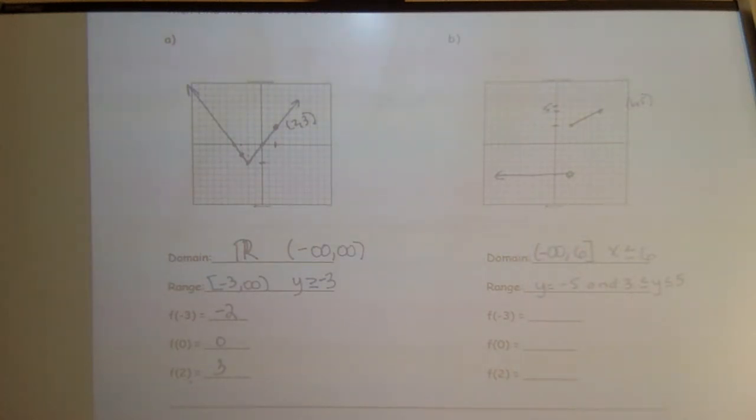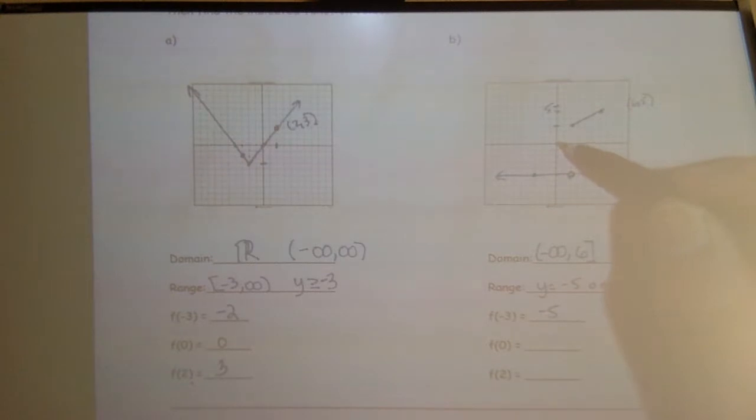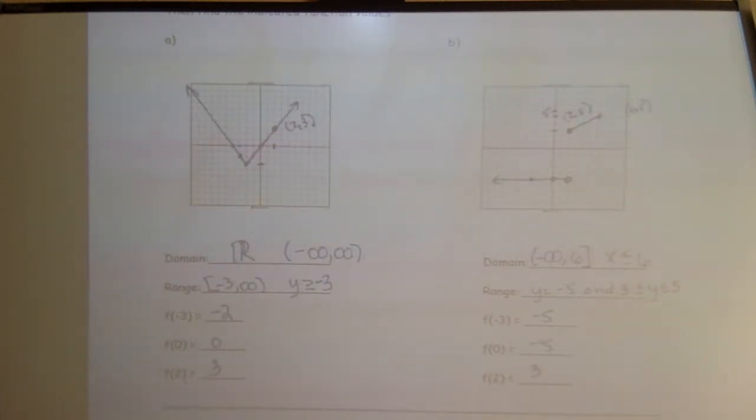So then what is f of -3? How about -5? What's f of 0? There's 0. What's f of 2? That's ordered pair 2, 3. So it's 3. Questions there? Okay.